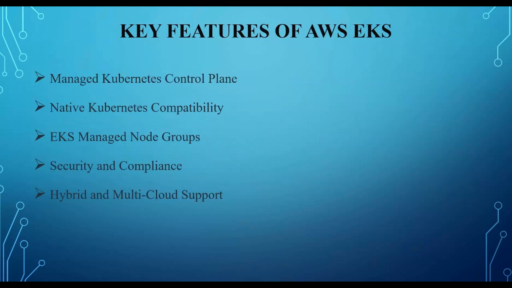The next thing is key features of AWS EKS. The main key features are the managed Kubernetes control plane, native Kubernetes compatibility, EKS managed node groups, security and compliance, and hybrid and multi-cloud support. Let's see them one by one.